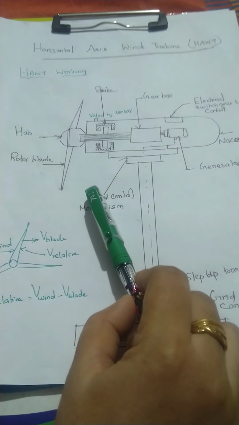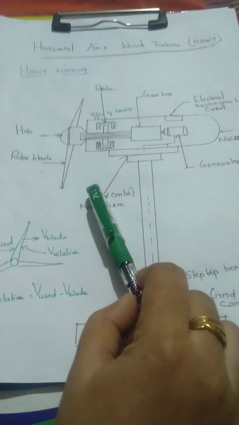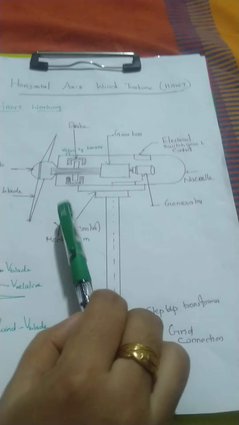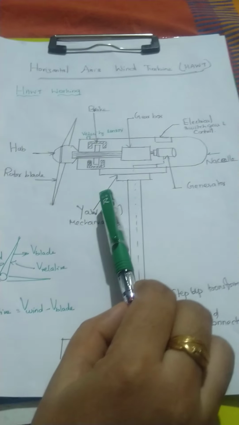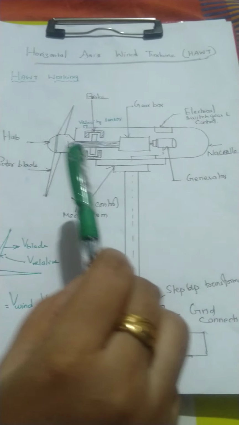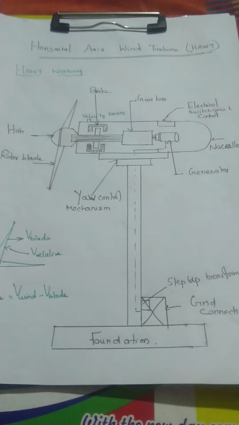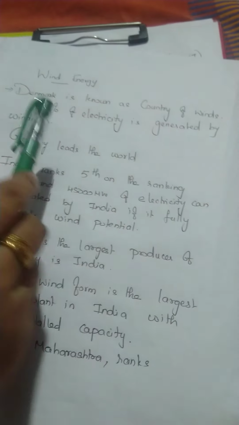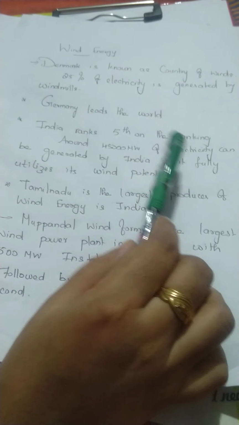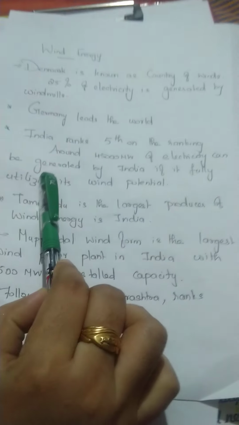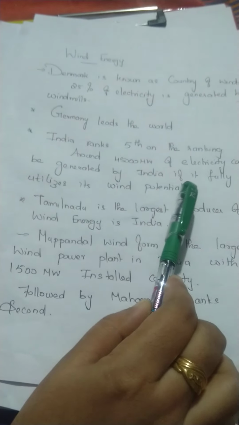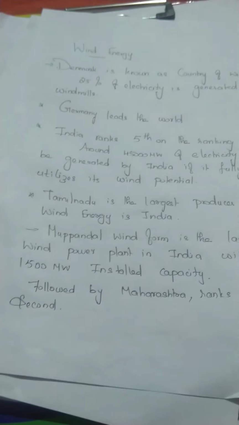The efficiency of the wind turbine is a really interesting one. Efficiency will not exceed 59.3% in wind turbine generation. As you know, India ranks 5th in wind generation. Around 45,000 megawatt of electricity can be generated by India if it fully utilizes its wind potential.